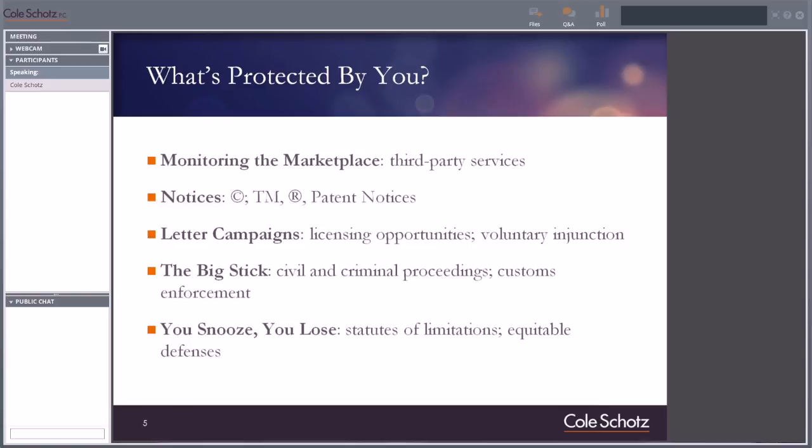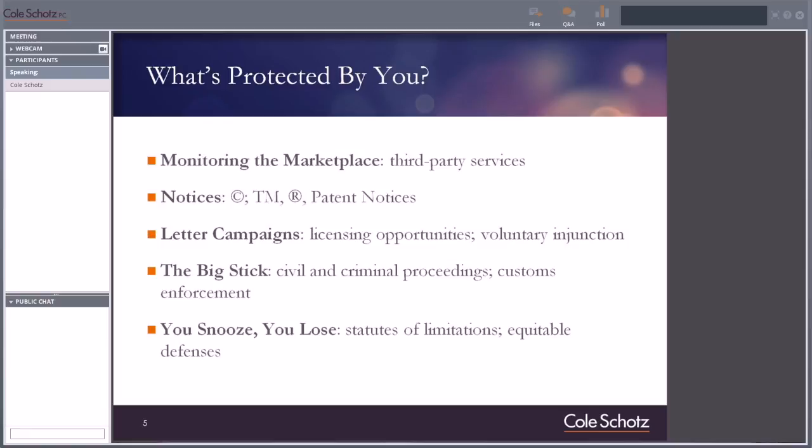Most people are aware of the various forms of notice, either the C in the circle, the TM, the R in the circle, patent pending, or the actual patent number, but don't necessarily understand why that notice is important, or in some cases required. Again, given our time limitations today, we're not going to be able to dig in too deep regarding the ins and outs of notice, but wanted to touch on a couple of points.